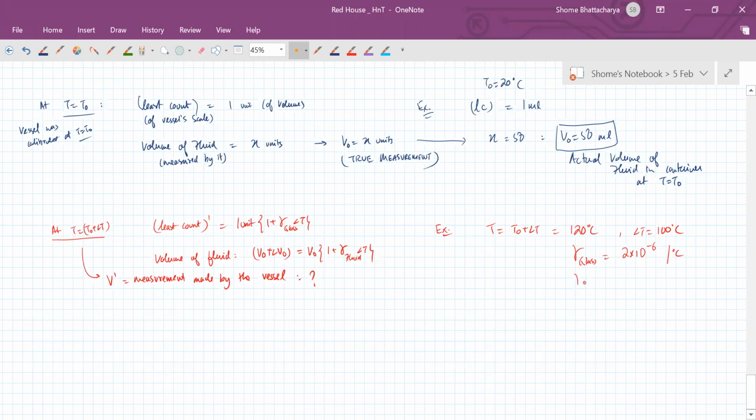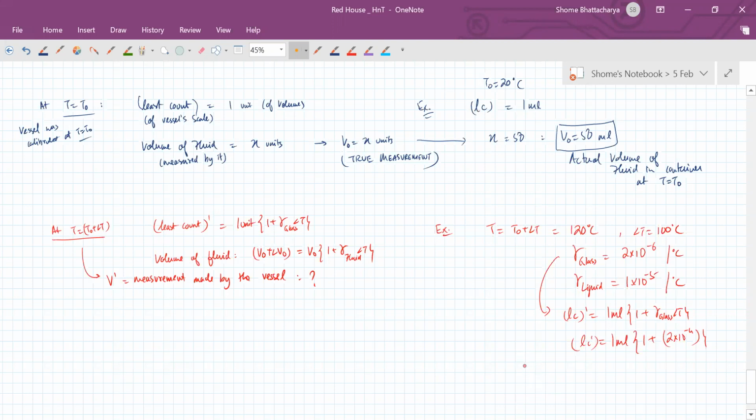And gamma of liquid is, let us say, 1 into 10 raised power minus 5 per degree C. Okay. So then what is happening, from this you'll understand that the least count has become 1 milliliter into 1 plus gamma of glass into delta T. So it has become 1 milliliter into this factor of 1 plus 2 into 10 raised power minus 4. Okay. So this is what the least count has become.